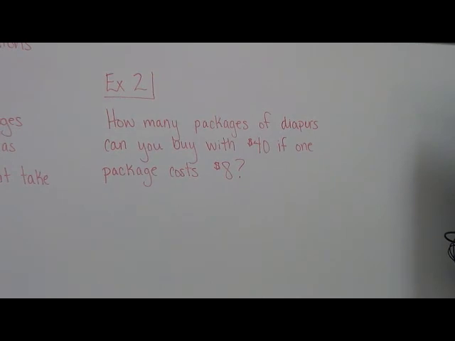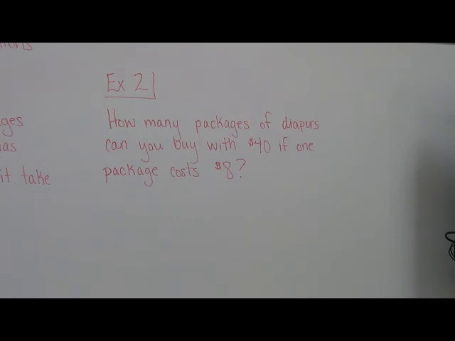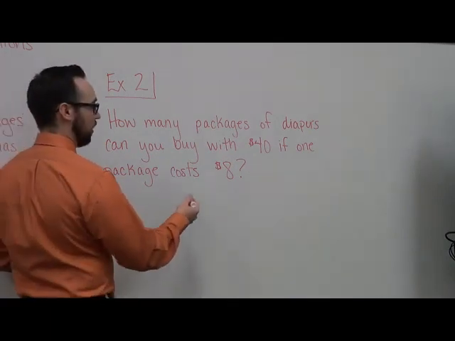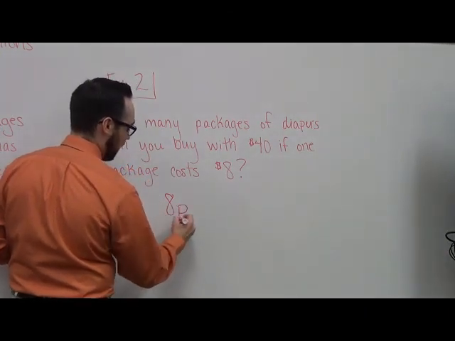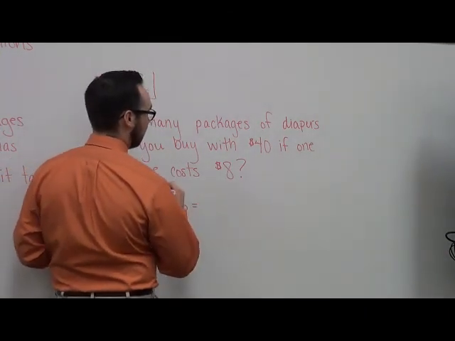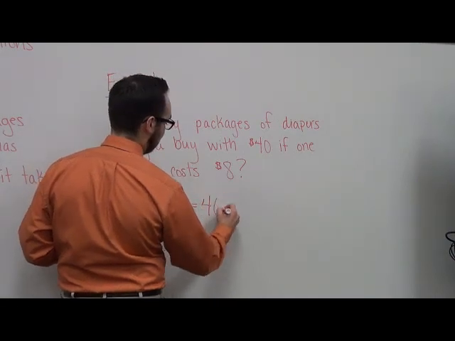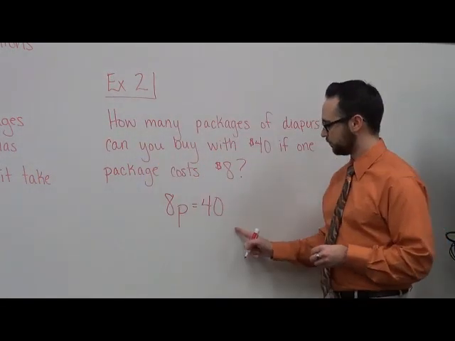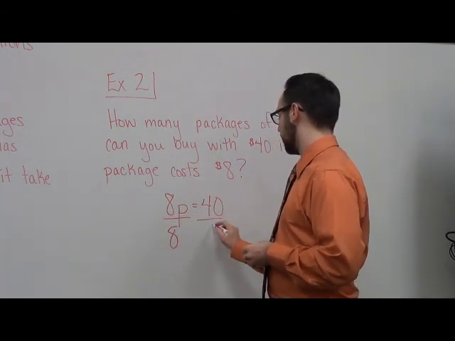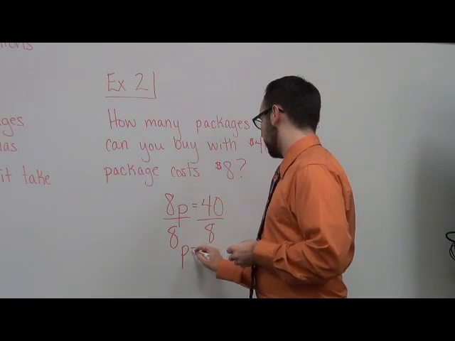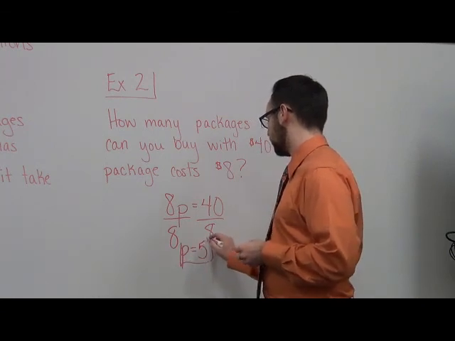Example 2 says, how many packages of diapers can you buy with $40 if one package costs $8? So again, you're taking how much it is per thing, and we're going to be multiplying that by how many things we have. So if we have $8 per package, and we want to know how many packages we have, that's going to give us a total. We want to spend then $40. Now again, how do we solve this? We take both of them and divide both sides by 8, so that we end up with P is going to be 5 packages.